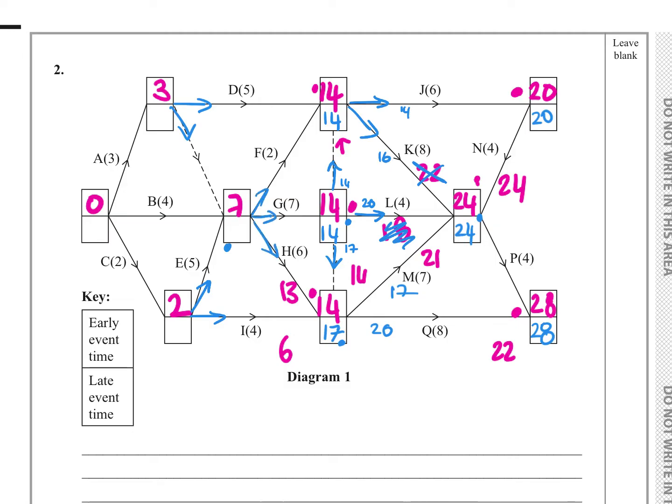So going backwards, 14 minus 2 is 12. 14 minus 7, 7. 17 minus 6, 11. The lowest one is 7. God, this looks so messy. Okay, 17 minus 5 is 2, or 17 minus 4 is 13. I'm going to choose 2. This one I've got 14 minus 5 is 11, or 7 minus 0, which is 7. So there we go, nice and simple.